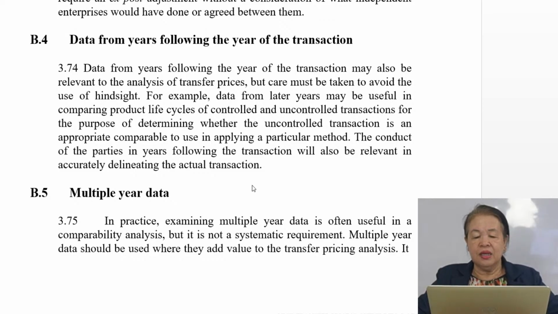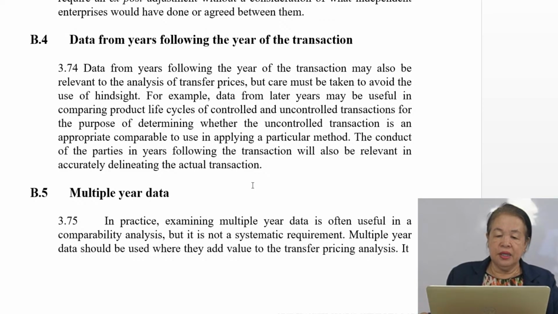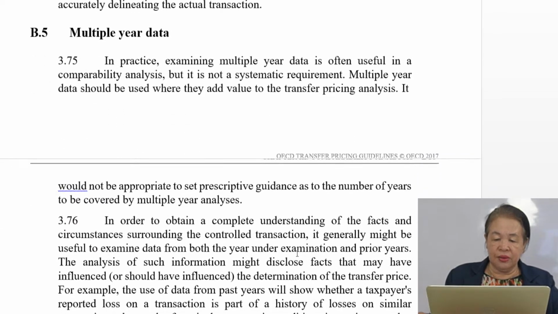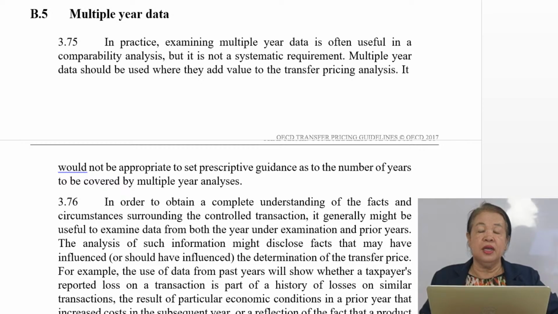Past event. The conduct of the parties in years following the transaction will also be relevant in accurately delineating the actual transactions. So the years following the year of the transaction, meaning it already happened. How can they relate to the study? Multiple year data. In practice, examining multiple year data is often useful in comparability analysis, but it is not a systematic requirement, especially in the Philippines, where our requirement for tax audit is on a one taxable year basis.